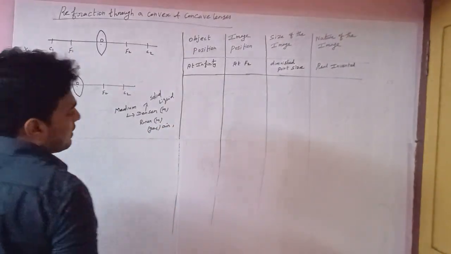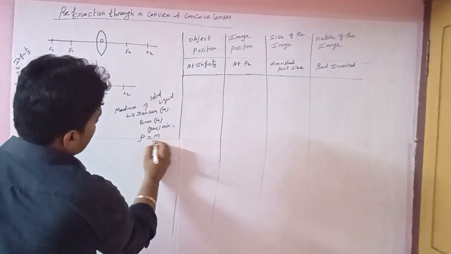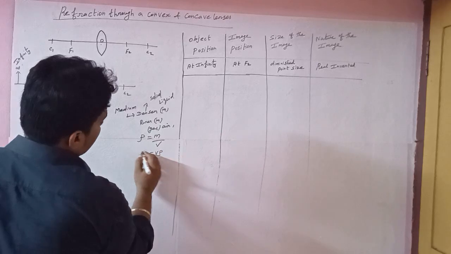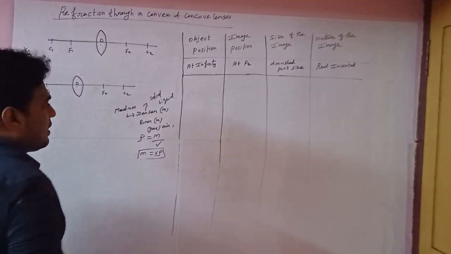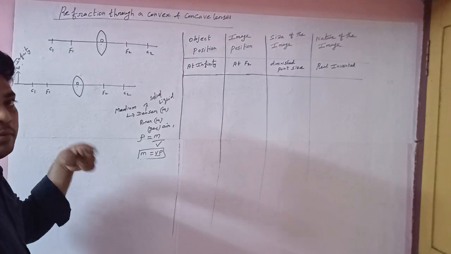So you have to differentiate by using the density formula: density equals mass by volume. Why have we discussed this? Because the light ray can travel from the rare medium to the denser medium.